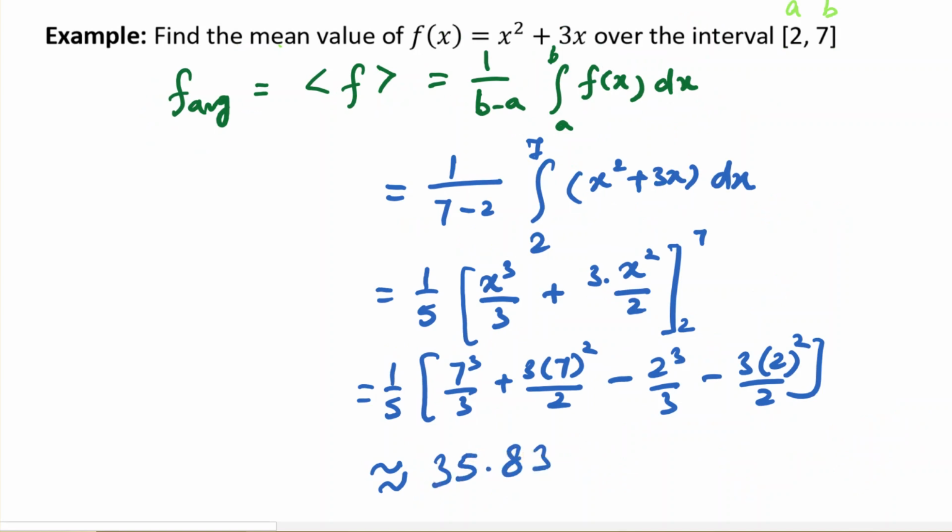35.83. So that is the average value of the function over the interval 2 to 7, and our answer is a number. I hope that makes sense.